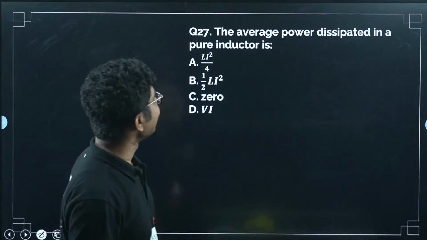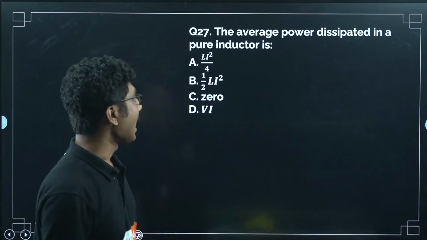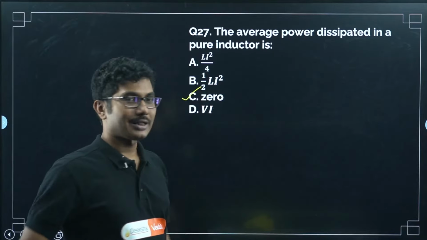The average power dissipated in a pure inductor. Average power dissipated in a pure inductor is 0.